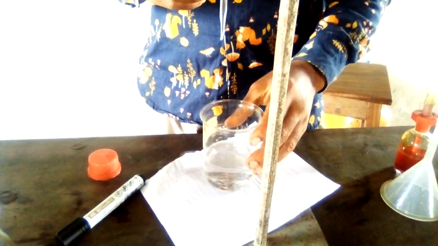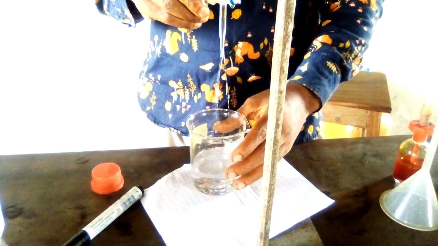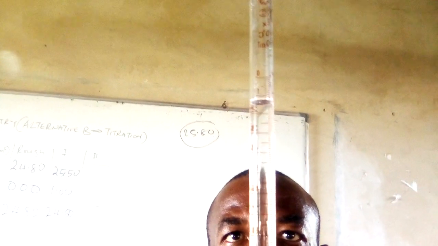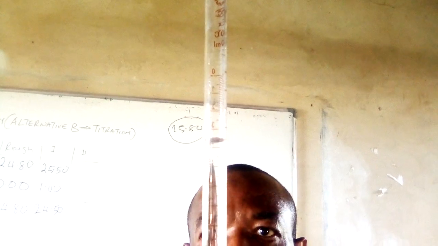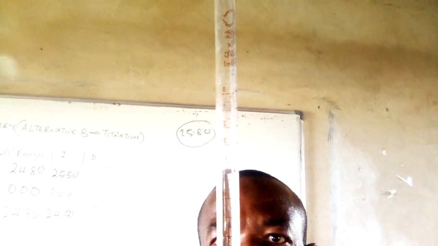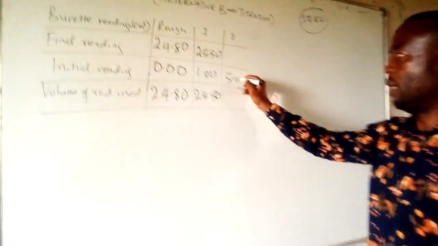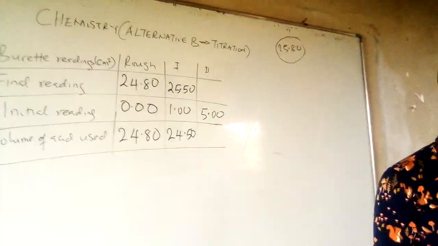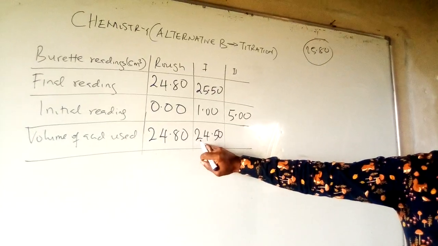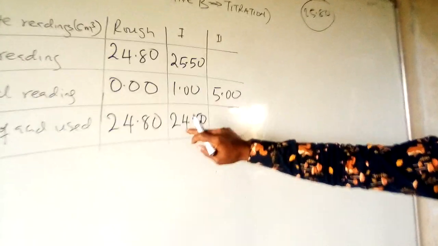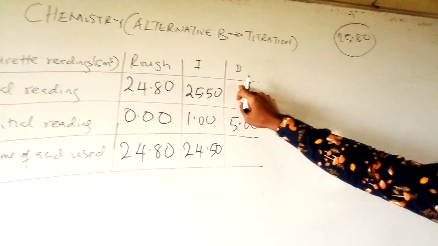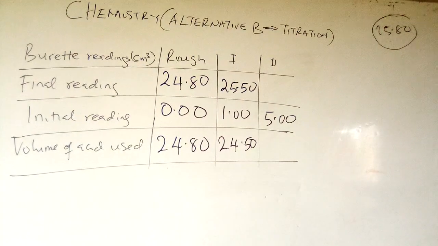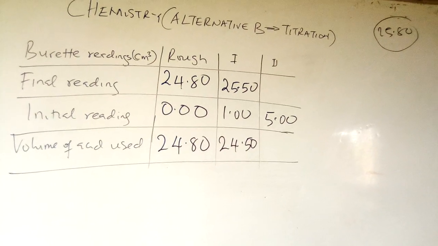So we move down. I want to start from 5, a whole number. I write my initial as 5.00. So having 5.00 here, if this should be correct, the endpoint, the next color change, will be 24.5 plus 5, giving me around 29. So I'm going to run the acid until I reach 29. I will take it drop by drop.